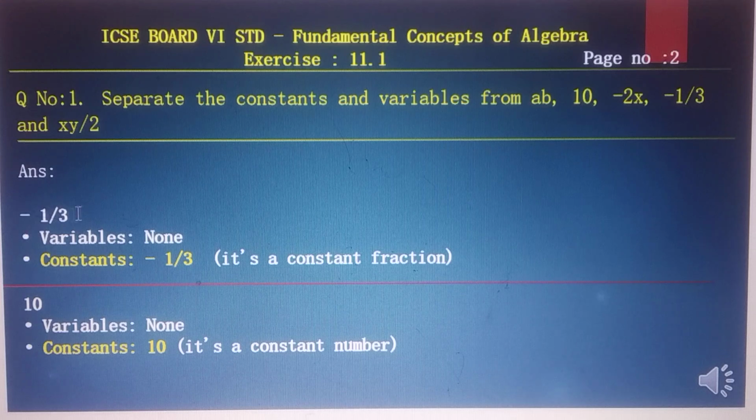Next, minus 1 upon 3. The variable is none and the constant is minus 1 by 3. It's a constant fraction. The fraction value we can take as a constant. So the final answer is constant 1 by 3. And number 10: variable is none, constant is 10. It is a constant number.